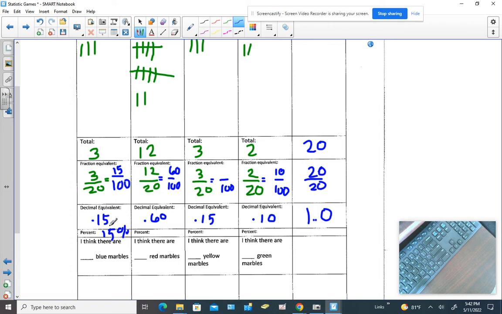Because 15 over 100 easily convert. This is 60%. 15%. And 10%.